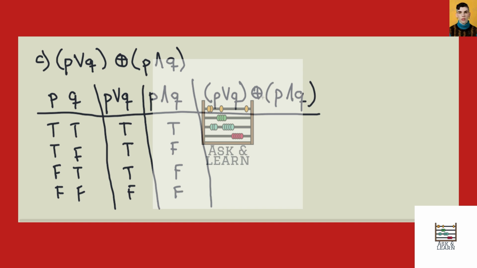Now for the exclusive OR, exactly one of them has to be true. Anything else, it's false. So these first two, since they're both true, it'll be false. The next two, since exactly one of them is true, it'll be true, true, and the last one is false. So this will be the truth table for C.